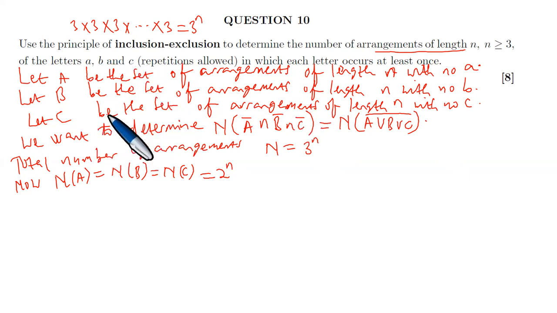Right, in C, I said, let C be the set of arrangements of length n with no C. No C means you're dealing with A and B, there are two of them. Okay. Continue.